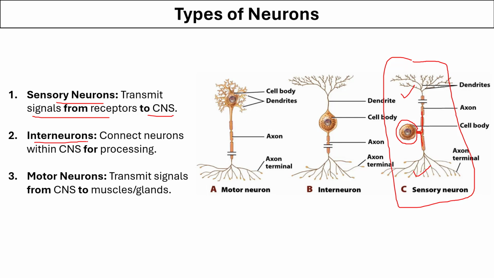An interneuron is a neuron present in the central nervous system, and they are basically connections between sensory and motor neurons. So an interneuron is something like this, which is a bipolar neuron: one side extending from the cell body is the dendrite side and the other side extending from the cell body is the axon side.